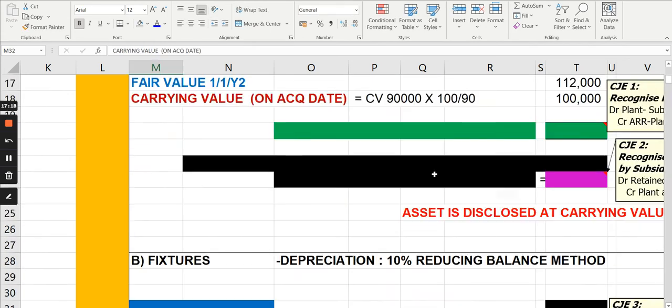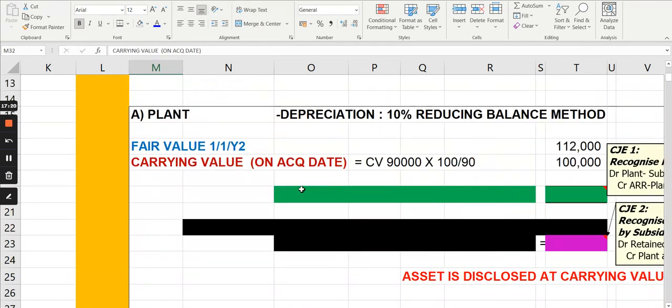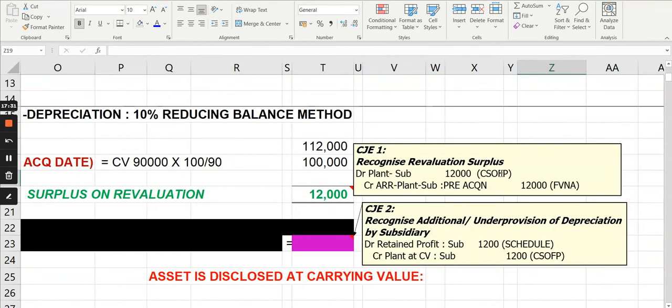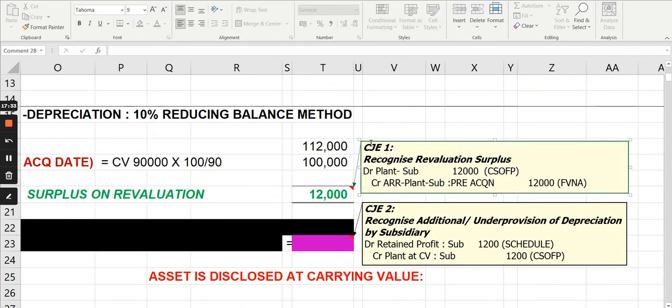Okay, after you have done that, you get your surplus because the fair value is greater than the carrying value. This is the surplus on revaluation, and that was 12,000. So you will do the same journal entry as I explained in my previous video. Recognize the revaluation surplus of the subsidiary S on DOA. DOA is date of acquisition.